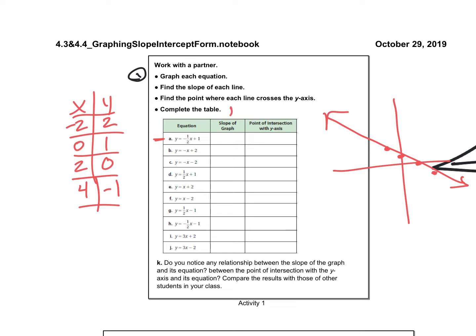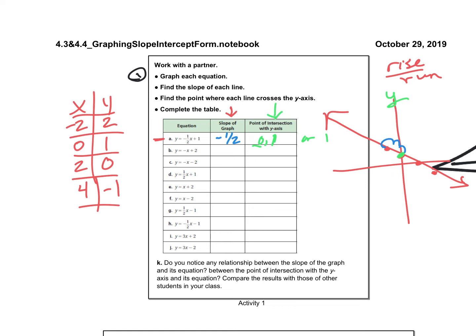Then I want you to find the slope, which again, remember, is rise over run. So I'm going to go from this point to this point. I went up 1 and over backwards 2. So that's a -1/2. Then I want to know where it crosses the y-axis. So this is the y-axis, and it crossed at 1. So you could write 0, 1, or you could just write 1. I don't care which. 0 is technically always the x, so if you just want to write the 1, you can, but it's totally up to you.